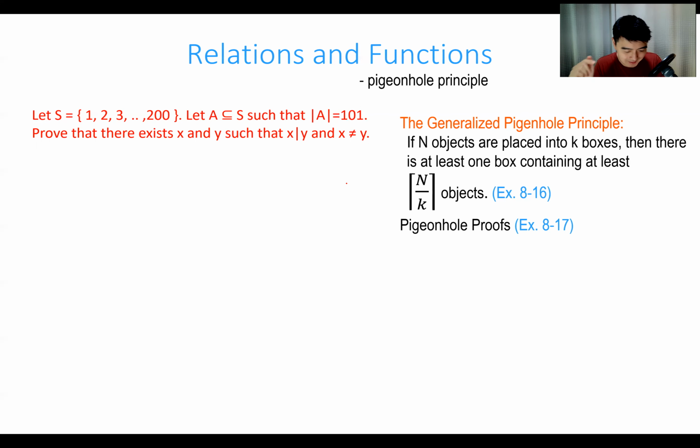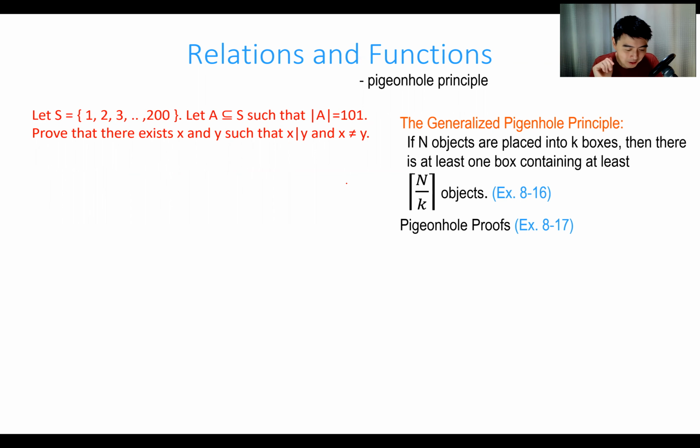Prove that there exist X and Y so that X divides Y and X doesn't equal Y. I'm saying that X doesn't equal Y here because we can make a very trivial proof: if I pick a subset, the number itself is always going to divide itself, right? So you can't use that one.